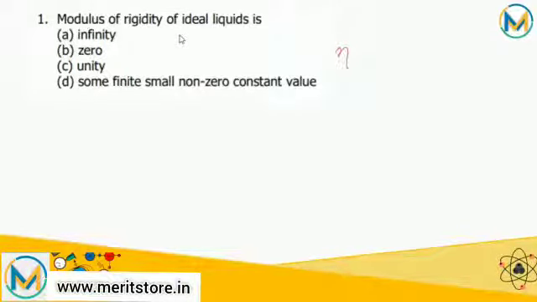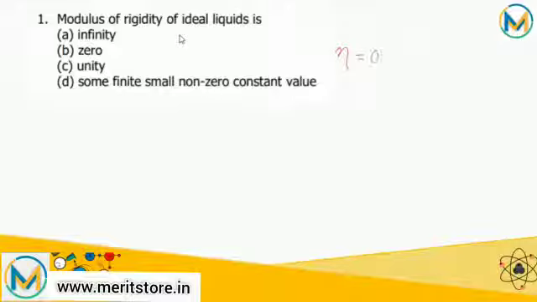In this case, the shape of a body changes, but its volume remains unchanged. Consider a cube of material fixed at its lower face and acted upon by a tangential force F at its upper surface having area A. Only solids can exhibit shearing as these have definite shape. In liquid, eta is equal to 0.